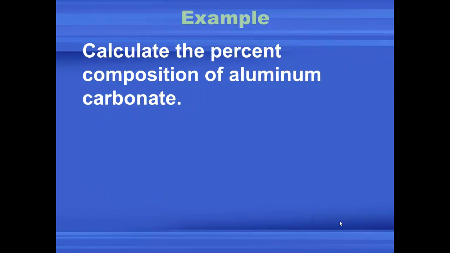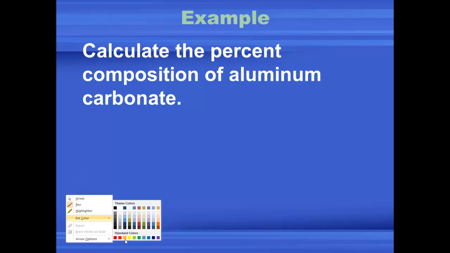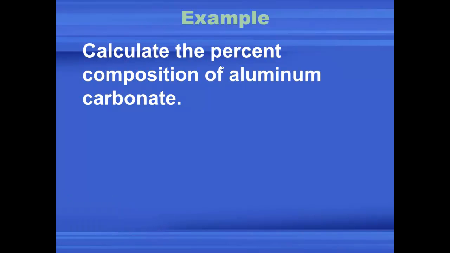The only other tricky thing is getting you to practice your naming skills still. Okay, so this time we want to calculate the percent composition of aluminum carbonate. So now I need to figure out what is the formula. That's what I got to figure out. What is the formula of the aluminum carbonate? And then from there, I can do my percent composition.